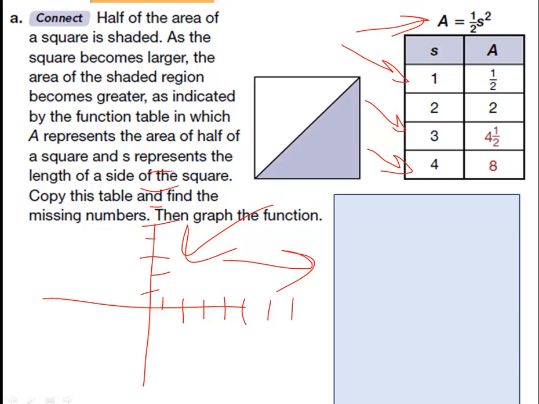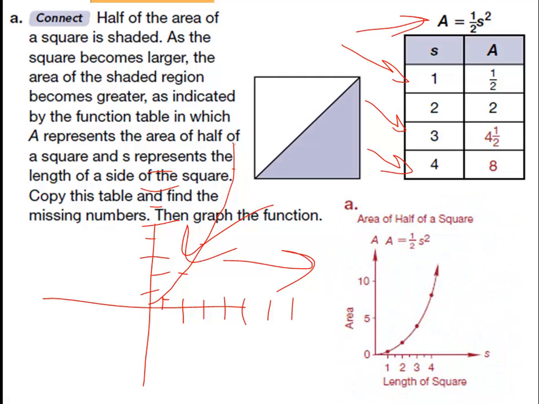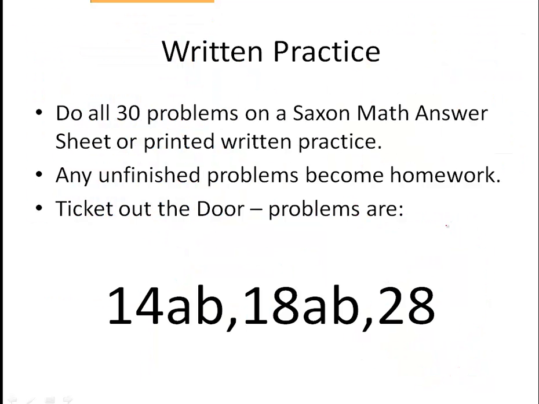And I've got 1 and 1/2 right there. And I got 2 and 2. It's kind of hard for me to do. And then I've got 3 and 4.5. And then I've got 4 and I've got 8. Right? So I'm going to go like this. Like that. All right, hopefully that's what yours looks like. If you use a piece of graph paper, it'll be much nicer than mine. And that's it. We're just graphing curves. That's all we're doing.